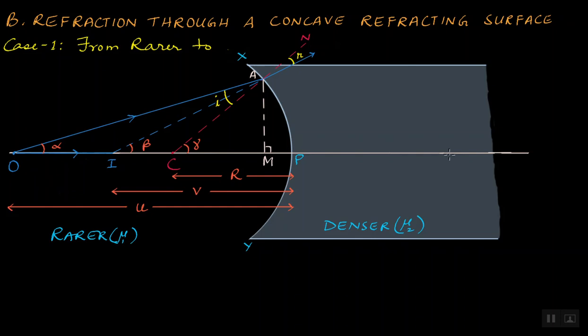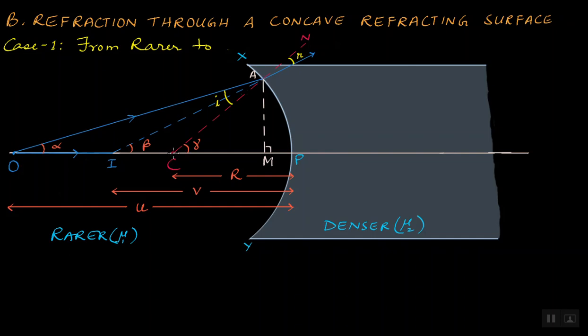This line here is the principal axis which passes through the center of the concave refracting surface, where this point out here is the pole. O is the point object. Now the rays from the blue color point object will travel in this direction, be incident on the surface and strike the surface at point A.